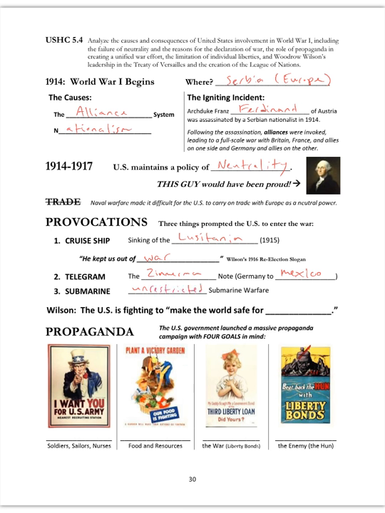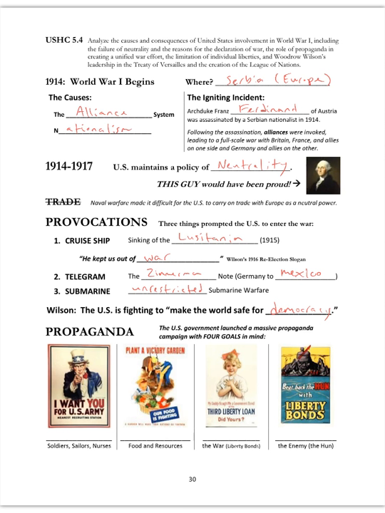So basically, American ships continue to be targeted by German U-boats, and that really is sort of the last straw for the United States. So the United States will enter the war, and Wilson will sort of change his slogan, and he'll say that the U.S. is fighting to make the world safe for democracy.